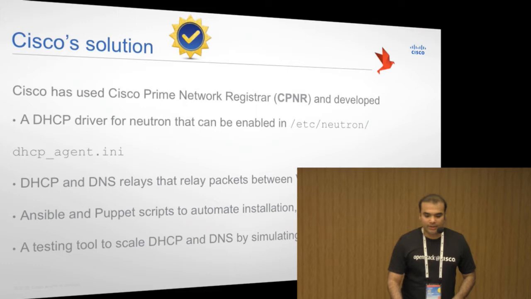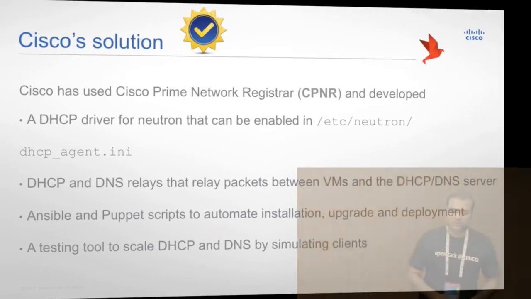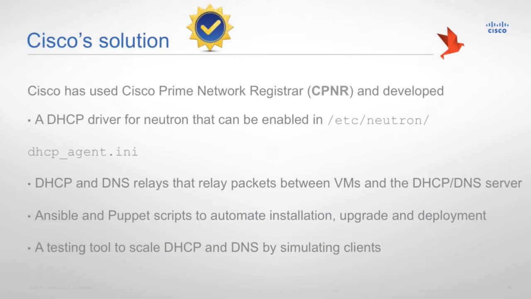So as part of our project, we use CPNR, Cisco Prime Network Registrar, to develop the following modules. We developed a DHCP driver, which is very easy to enable. It's just a config variable in the DHCP.ini file. There are DHCP and DNS relays that relay packets between VMs on the compute node and the DHCP DNS server. We also have Ansible and Puppet scripts to automate installation, upgrade, and deployment. And finally, a testing tool to scale DHCP and DNS by simulating clients.